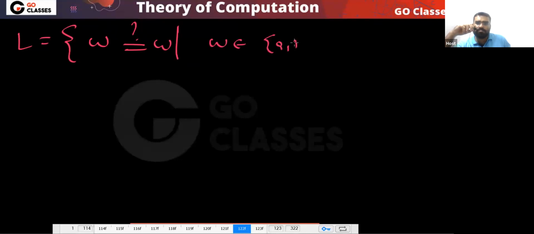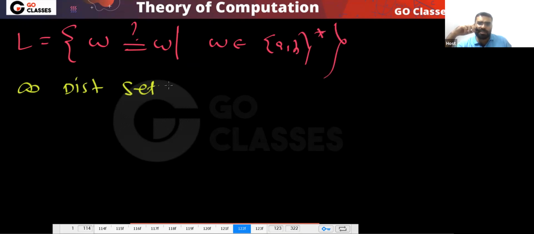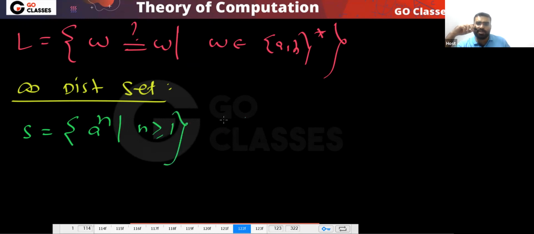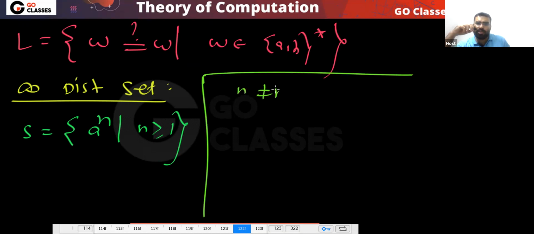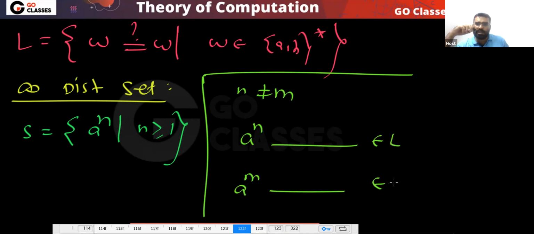Now, can you give me the infinite distinguishable set? Which set will work as an infinite distinguishable set? This A power n you can give me very easily. A power n will work as an infinite distinguishable set. If you have any two, let's assume n is not equal to m, this is your A power n and this is your A power m. Then tell me such that this belongs to L and this does not belong to L. Give me an extension. Of course, very easily you can give me this extension.